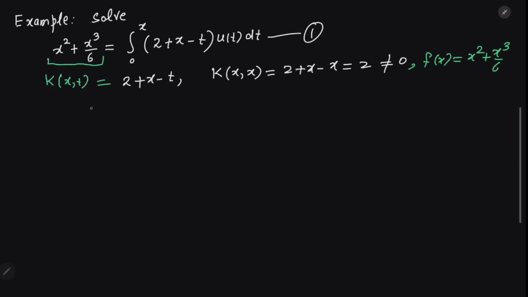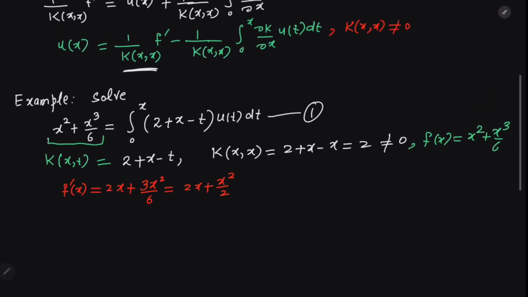f dash x is 2x plus 3x square by 6, that is 2x plus x square by 2. This is f dash x. Now we put this f dash x in this equation. We already know the kernel, k of x, t. Then we need to take a derivative of the kernel with respect to x. What is k? This is k. We take a derivative of this with respect to x.